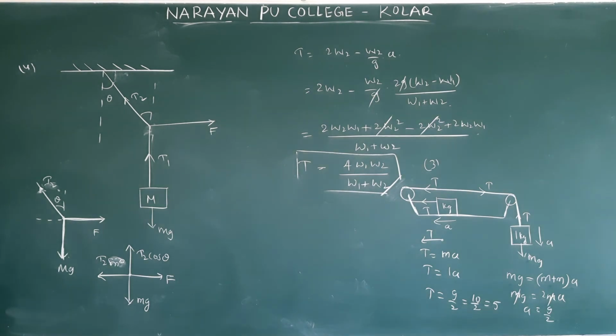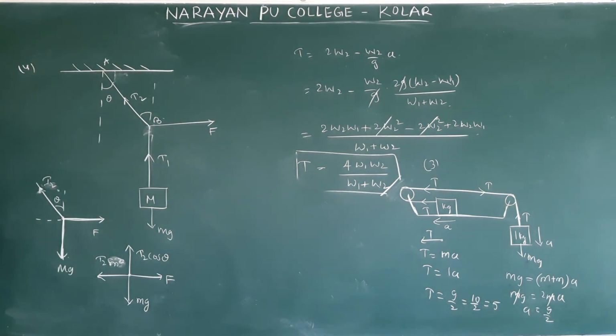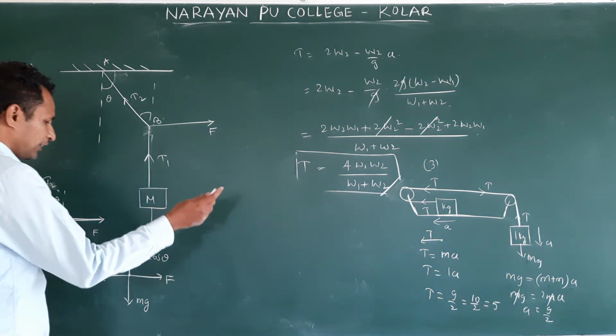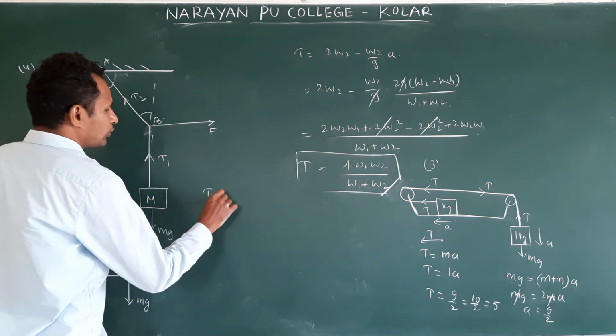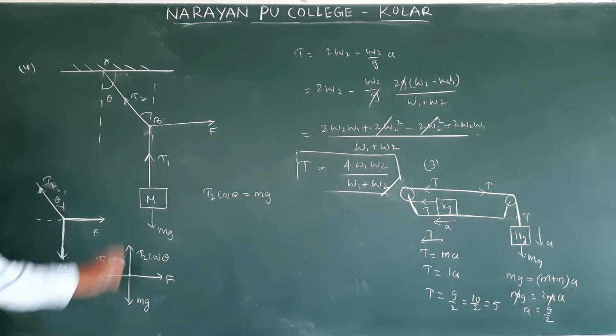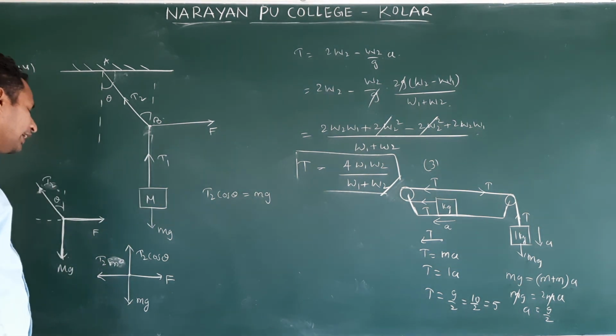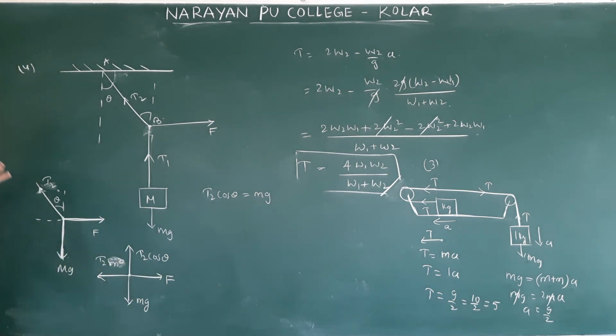What are they asking? Tension between A and B. Tension between A and B is what? This is A and T2 we need to find. T2, how do you find it? Based on the options, we can take two options. T2 cos theta is equal to mg. This point is in equilibrium, means net force is 0. Net force is 0 means what? We need to equate upward forces and downward forces along the y-axis, as well as horizontal forces along the x-axis.